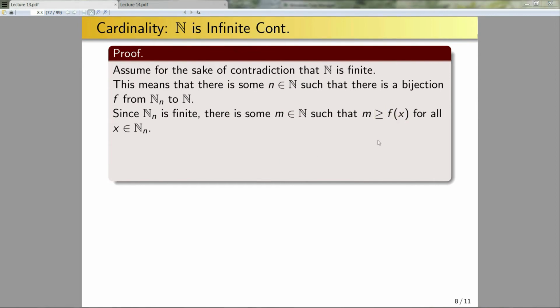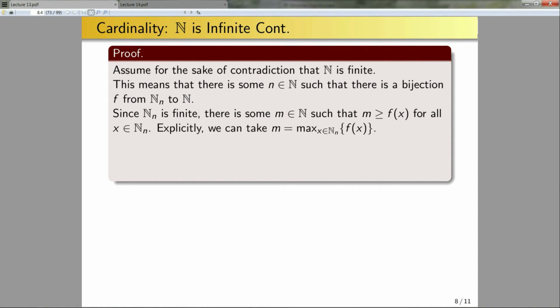So what does this statement really say? Well, my function f maps from N sub n to capital N. And since N sub n is a finite set, this function f is going to map to a finite number of values in N. And now since I have a finite collection of numbers in N, I can simply pick the maximum of that, and that will be a bound for all of the values of f of x for all x in N sub n. So explicitly, I can take m to be the maximum over all x in N sub n of f of x. We know that the maximum of a finite set of numbers exists, so m exists.